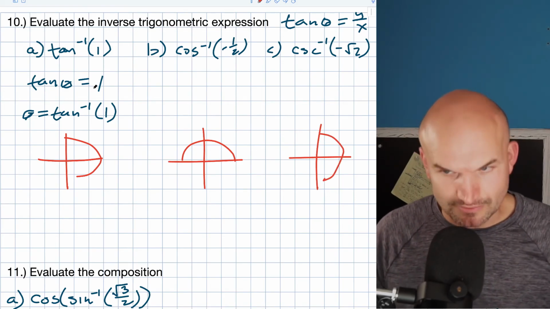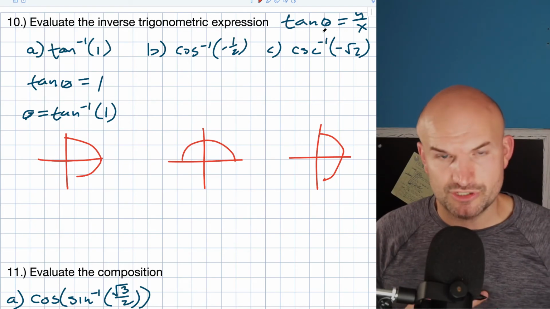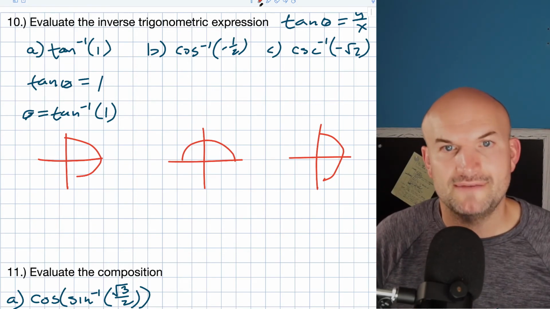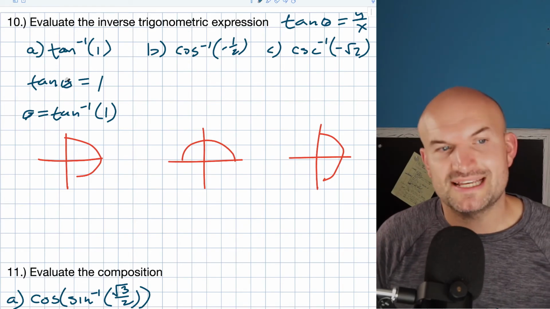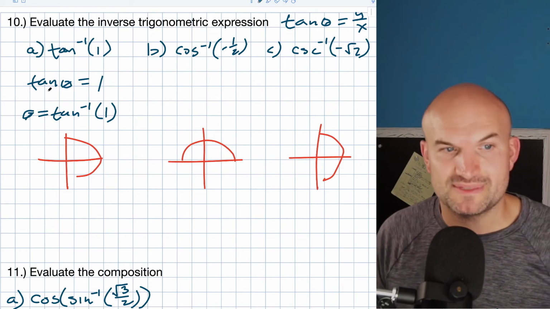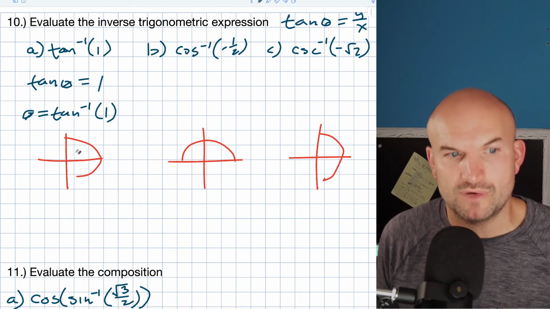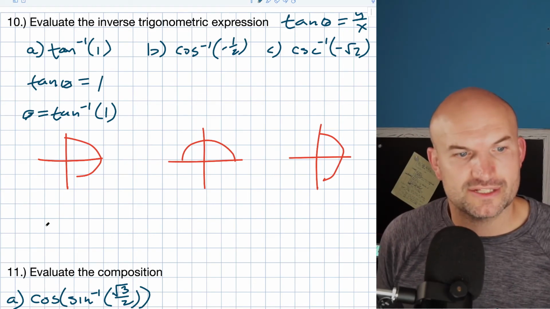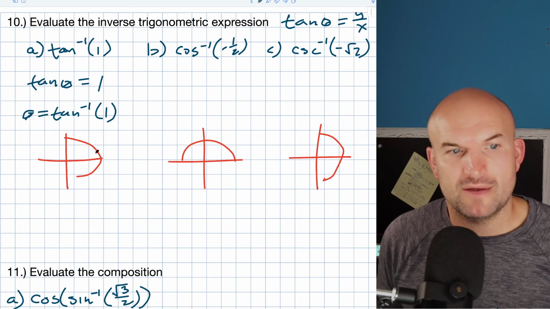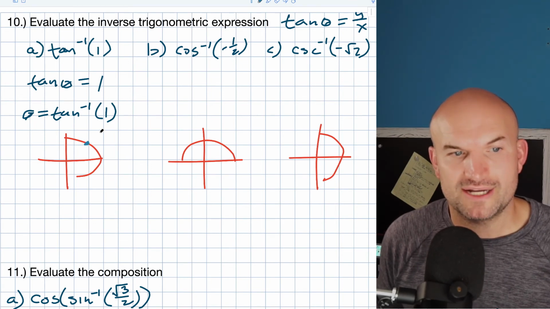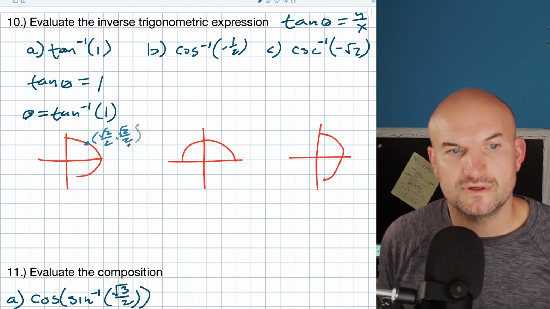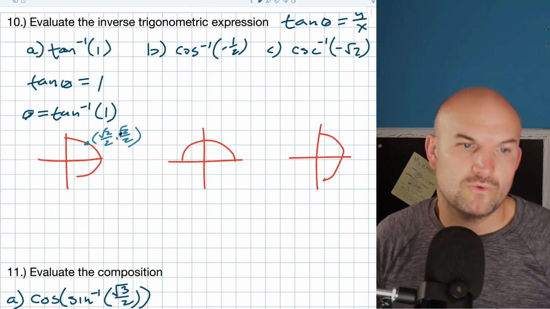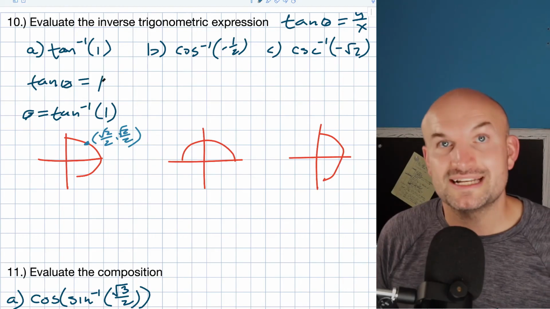So if I want to say the tangent of theta is equal to 1, basically what I'm saying is, what angle is going to produce that? Well, this angle here is going to be pi/4. And why? Because at pi/4 the point is square root of 2 over 2, comma, square root of 2 over 2, and y/x is equal to 1, which gives me my +1.